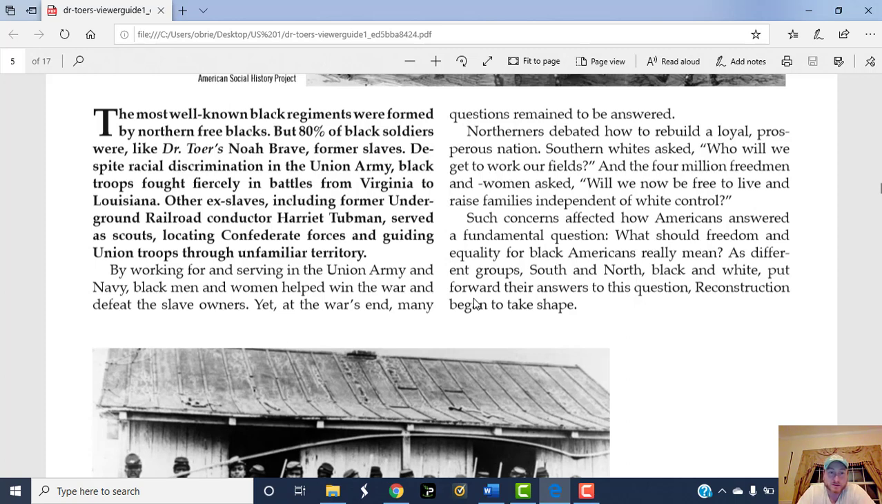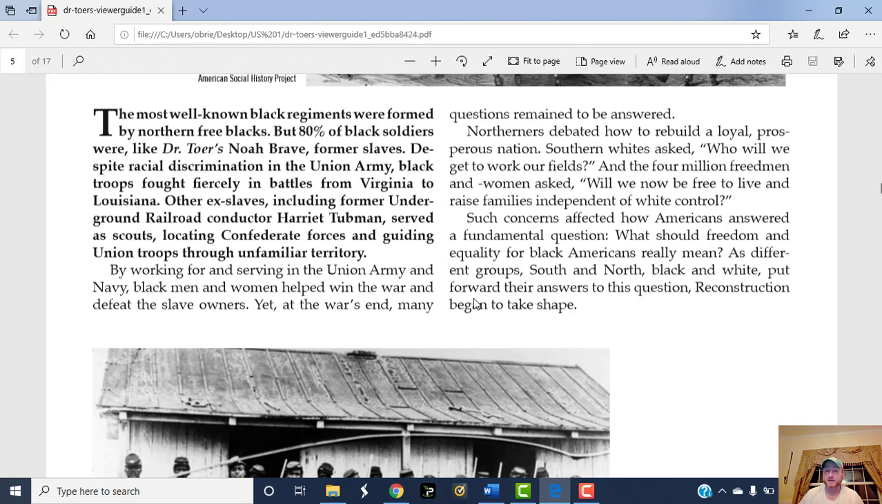Despite racial discrimination in the Union Army, black troops fought fiercely in battles from Virginia to Louisiana. Other ex-slaves, including former Underground Railroad conductor Harriet Tubman, served as scouts and spies, locating Confederate forces and guiding Union troops through unfamiliar territory. By working for and serving in the Union Army and Navy, black men and women helped win the war and defeat the slave owners. Again, agency. Yet at the war's end, many questions remained to be answered.